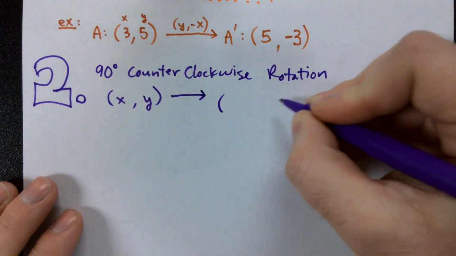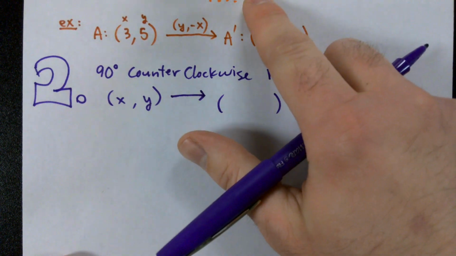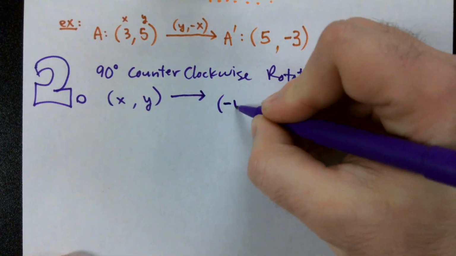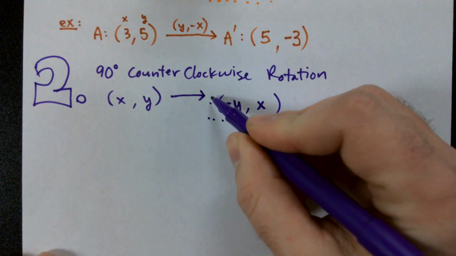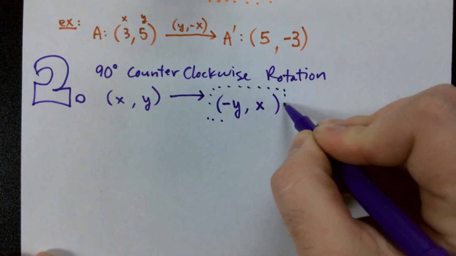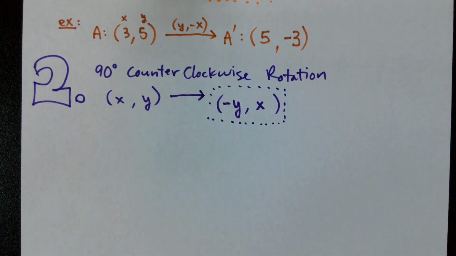And we're going to do something very similar, but just a little bit different. We're still going to flip the places of our x and y. But now instead of flipping the sign of our x, we're going to flip the sign of our y. So the rule here would be negative y, comma, x. I'll box it up so we know that right there is the rule that we apply whenever we rotate a triangle or a point even 90 degrees to the left, counterclockwise.